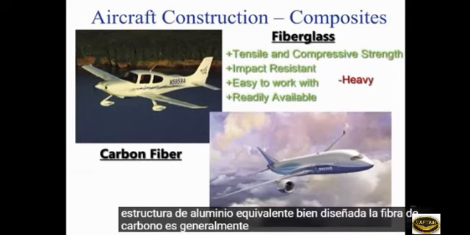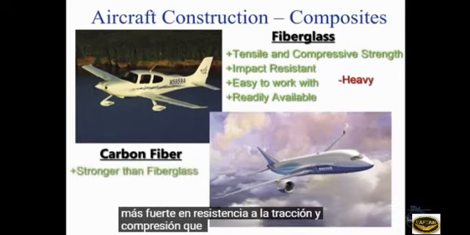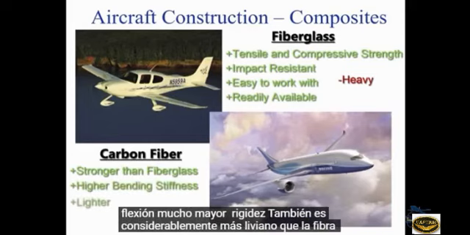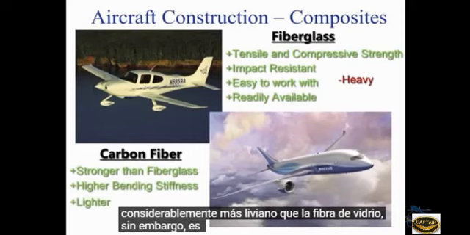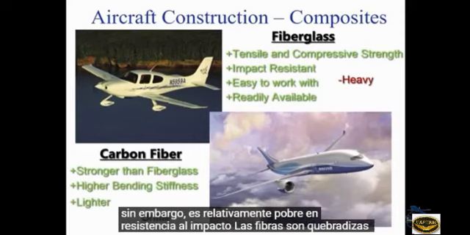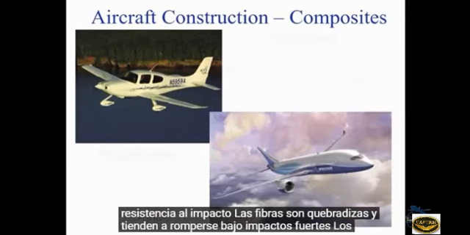Carbon fiber is generally stronger in tensile and compressive strength than fiberglass, and has much higher bending stiffness. It is also considerably lighter than fiberglass. However, it is relatively poor in impact resistance. The fibers are brittle and tend to shatter under sharp impact.